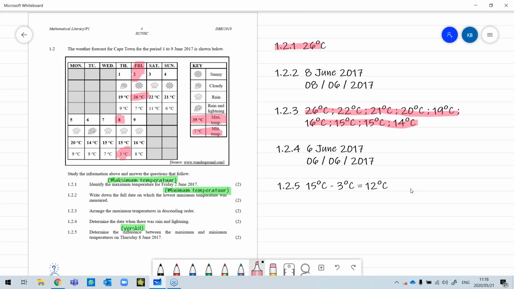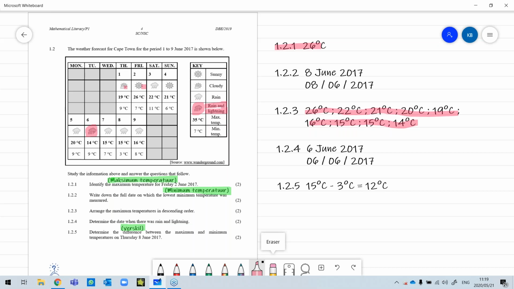Vraag 1.2.4, question 1.2.4. Determine the date when there was rain and lightning. Now, once again, I would like us to just quickly go back to our key. Just going to erase all of this that I've highlighted up until now. So on our key, you will see that these symbols are given. So this symbol indicates that there is rain and lightning. Now let's have a look at these symbols. On the 6th, you will see that this symbol is the same as the one in our key. Therefore, on the 6th of June 2017, there will be rain and lightning.